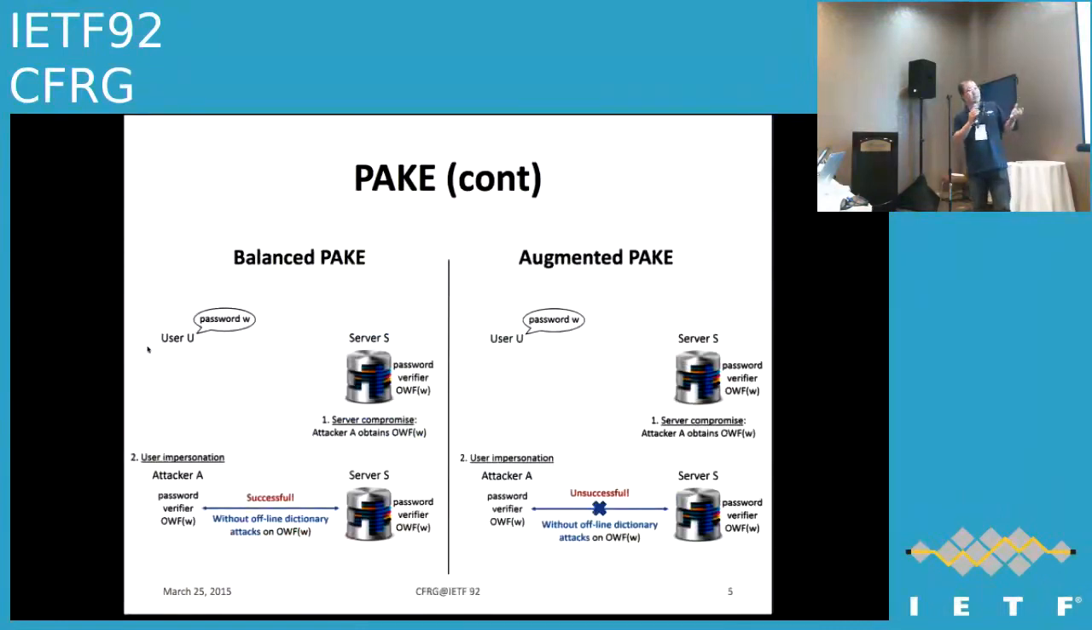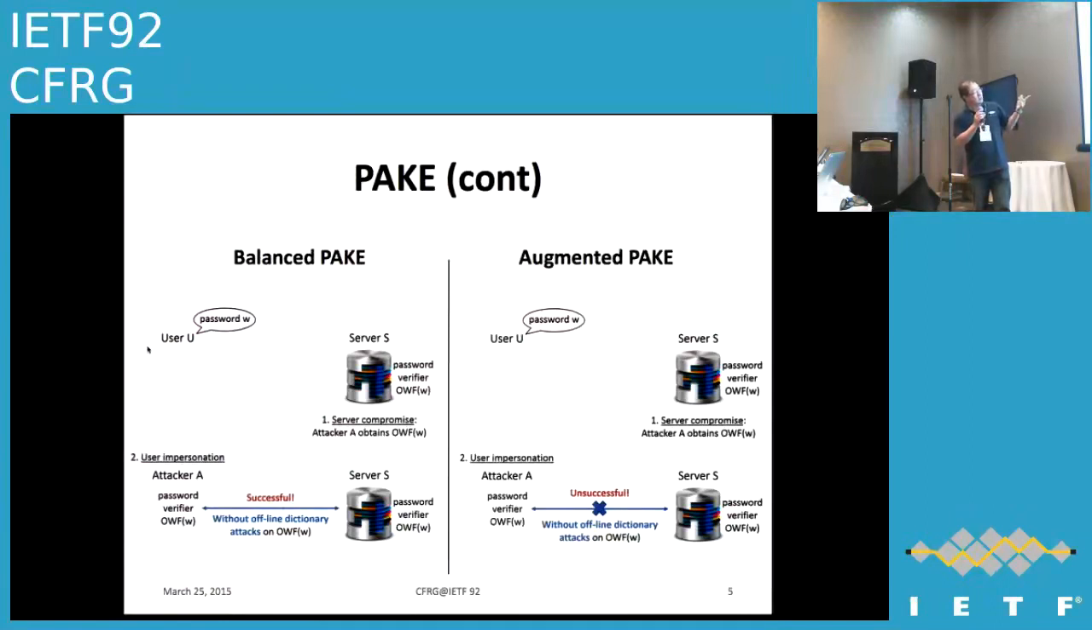This shows the difference between balanced PAKE and augmented PAKE. Here you assume that user U remembers her password, small w, and server S stores the password verifier in its database. The password verifier is the output of a one-way function with the password w as its input.